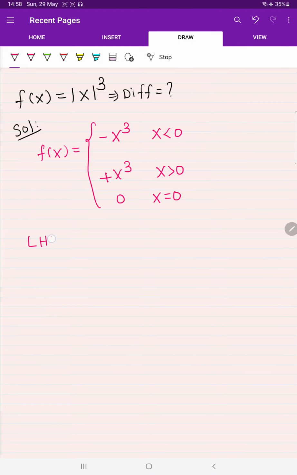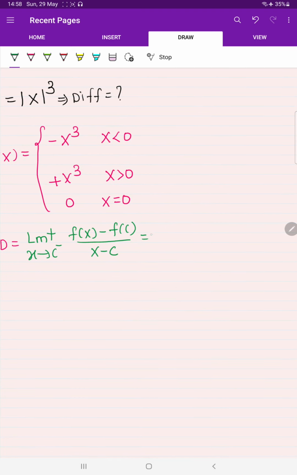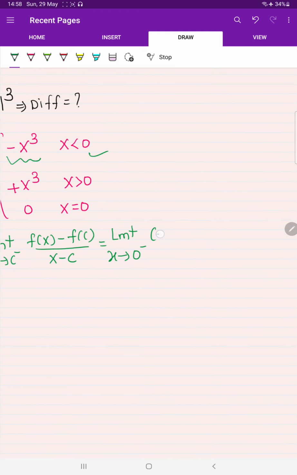Next, if you check the left hand side derivative of this function, what will you be getting? For the left hand side derivative, this formula can be written as limit x approaching c minus, f of x minus f of c upon x minus c. Further, I can write limit x approaching 0, here in our case c will be 0. So, directly I can put 0, but it is 0 minus since we are travelling along with the left hand side derivative, and the value of f of x will be equal to minus x power 3 because it is left hand side derivative. What is the value of f of c?